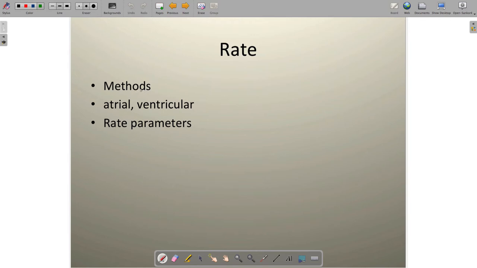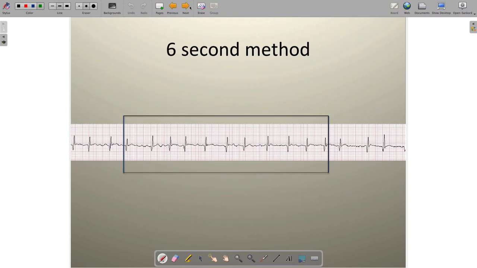All right, so let's review the different methods of determining the heart rate. And I say heart rate, what I really mean is the rate at which these waves or different segments are appearing on the EKG. So we're going to talk about the three methods, and then we'll also apply that not only for the ventricular stuff, but also for the atrial, and then we'll talk about what the rates should be in a normal, healthy person. All right, so the first method that we're going to look at is called the 6-second method.